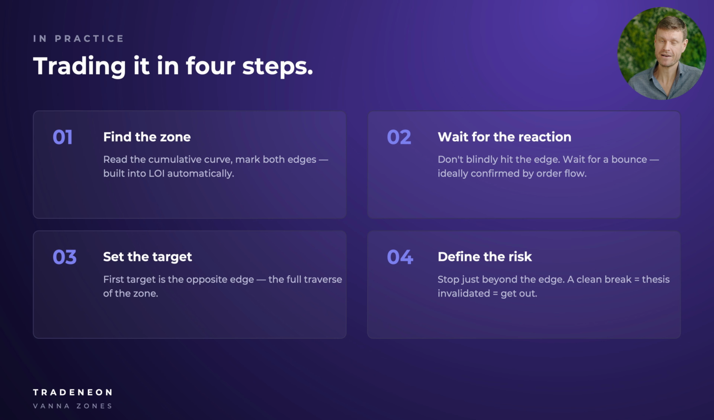Step 2. Wait for the reaction. The mistake most people make is blindly slapping an order at the edge. Don't do that. Wait until the price reaches the edge and actually shows a reaction there. A candle that bounces, a stall, a first counter move. The edge gives you the location, but the confirmation comes from the price. The most efficient entries, of course, are the ones defined and confirmed through order flow.